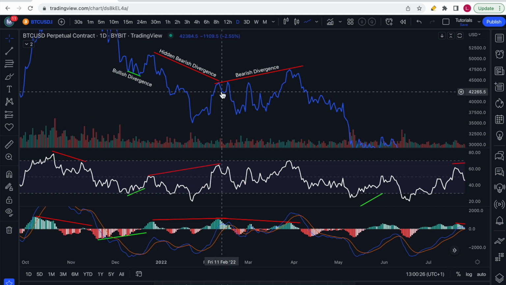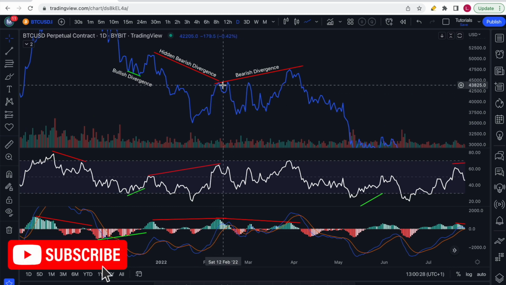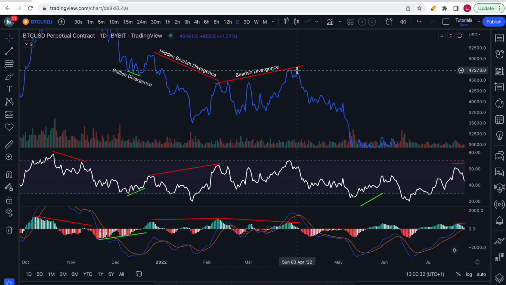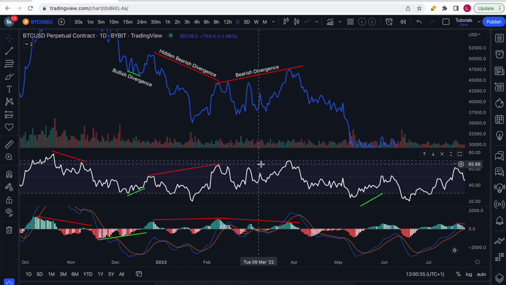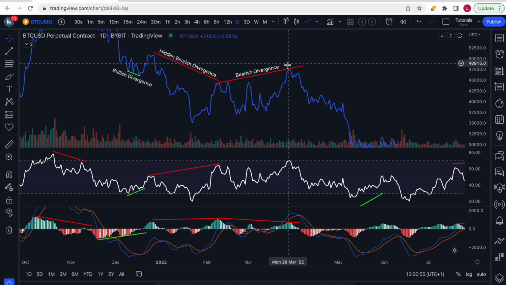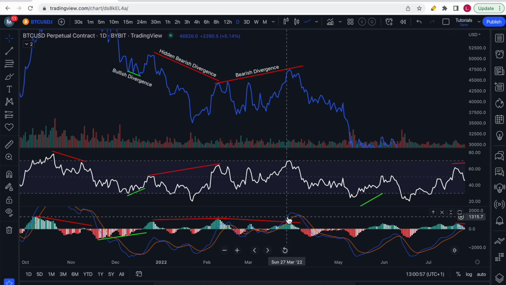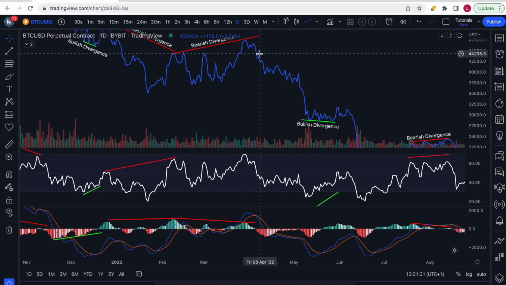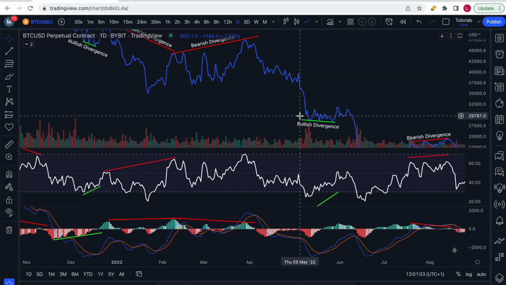Next example is a regular bearish divergence, and you can see from this point until this point the price action was clearly going up. On the RSI you didn't see the divergence, so sometimes it's the case, just like in this example, that the RSI doesn't match the divergence, but you can see clearly on the MACD that the oscillator was going down. So this is going up, this is going down, and that means that you have a bearish divergence, and after that you can see that the price dropped all the way till this point.